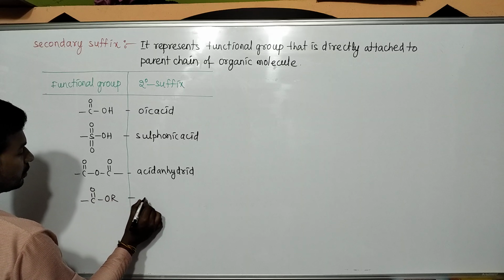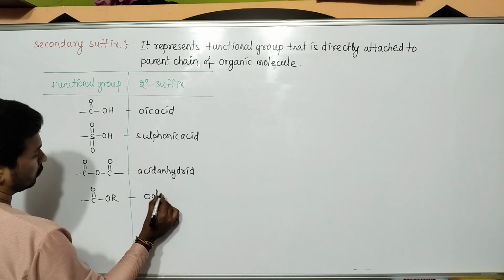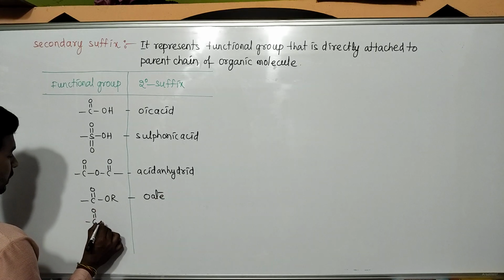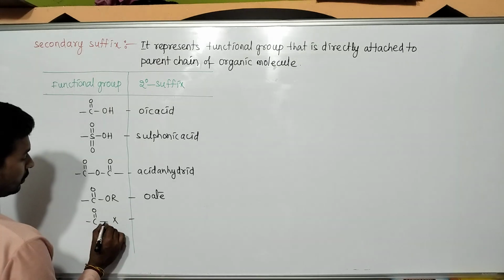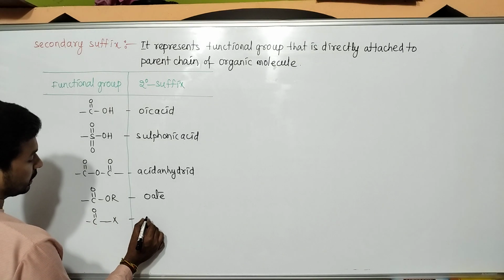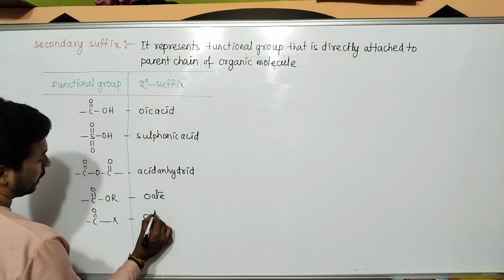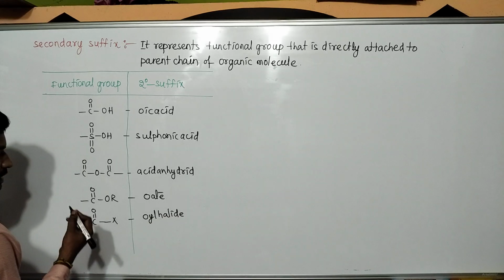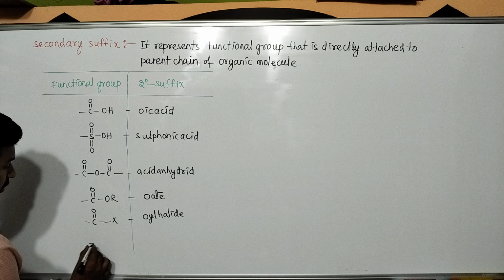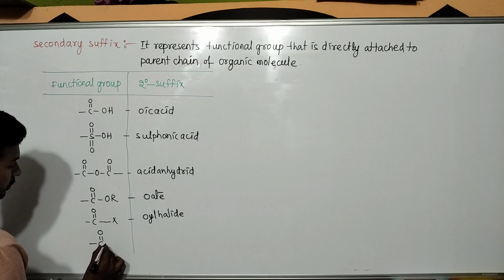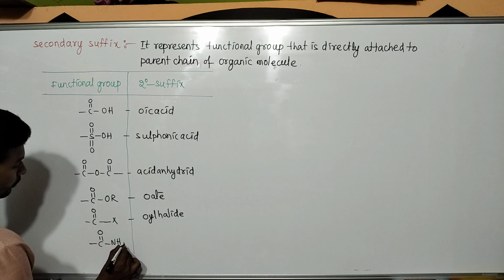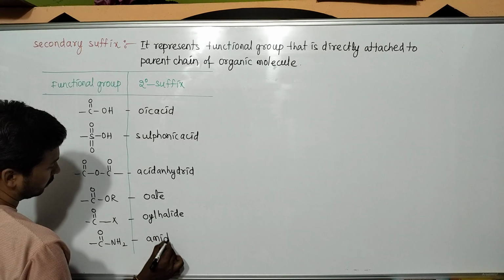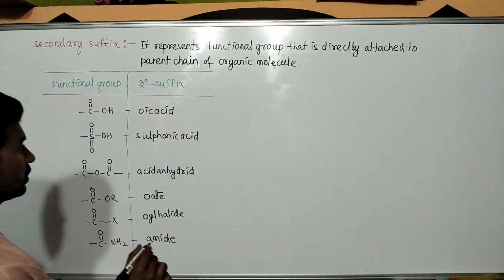If COOR group is the functional group, we use secondary suffix oate. If COX is the functional group, we write secondary suffix oyl halide. If X is chlorine, oyl chloride. If X is bromine, oyl bromide, like that. If CONH2 is the functional group, we write amide. Secondary suffix is amide.